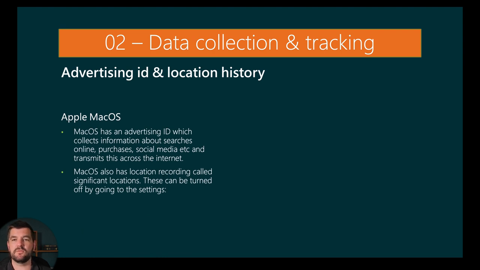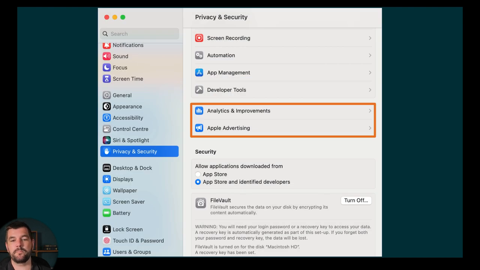macOS also has location recording called significant locations. You may remember this from phase 1 on the Apple mobile device. And these can be turned off in the settings by going to Settings, Privacy and Security. And you'll see the two options here, Analytics and Improvements and Apple Advertising.